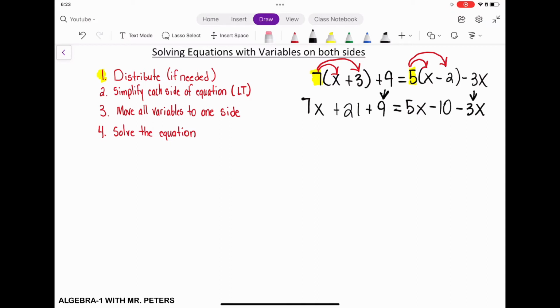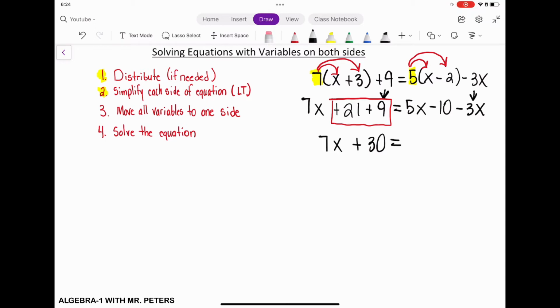When I look back at my 4 helpful tips, tip number 2 says simplify each side of the equation. All that's saying is combine your like terms. So when I look on the left-hand side of my equation, I see 21 and 9 are both like terms. They both don't have a variable. So when I combine my like terms there, I have 7x plus 30, right?